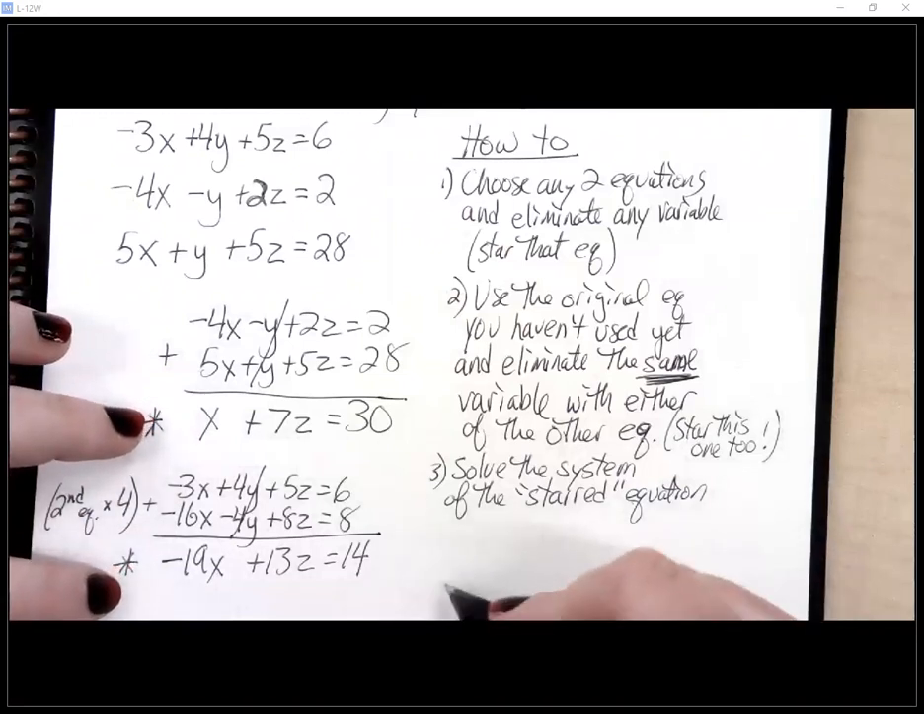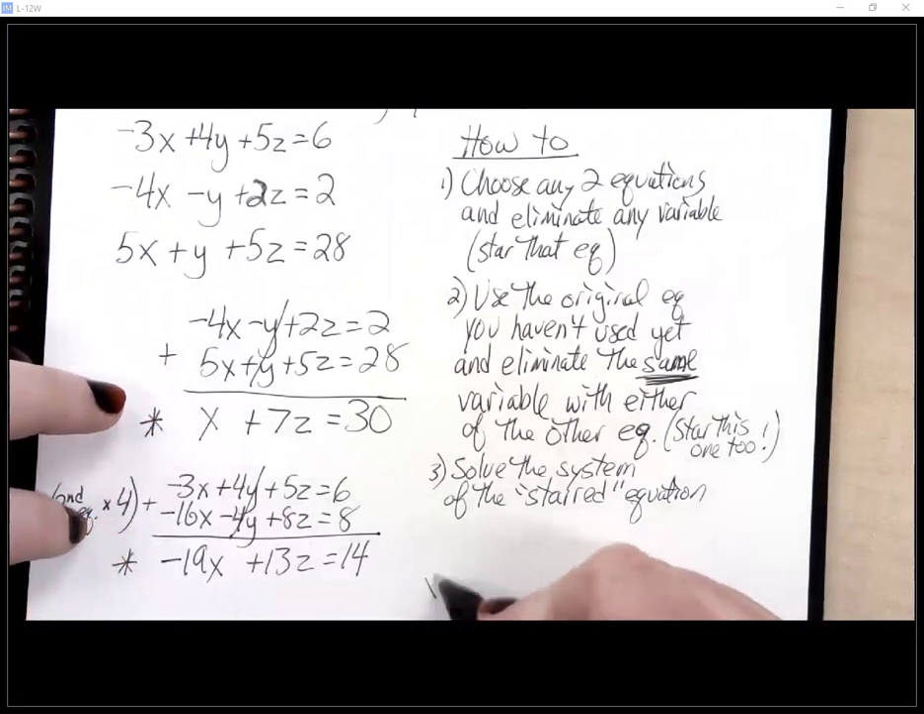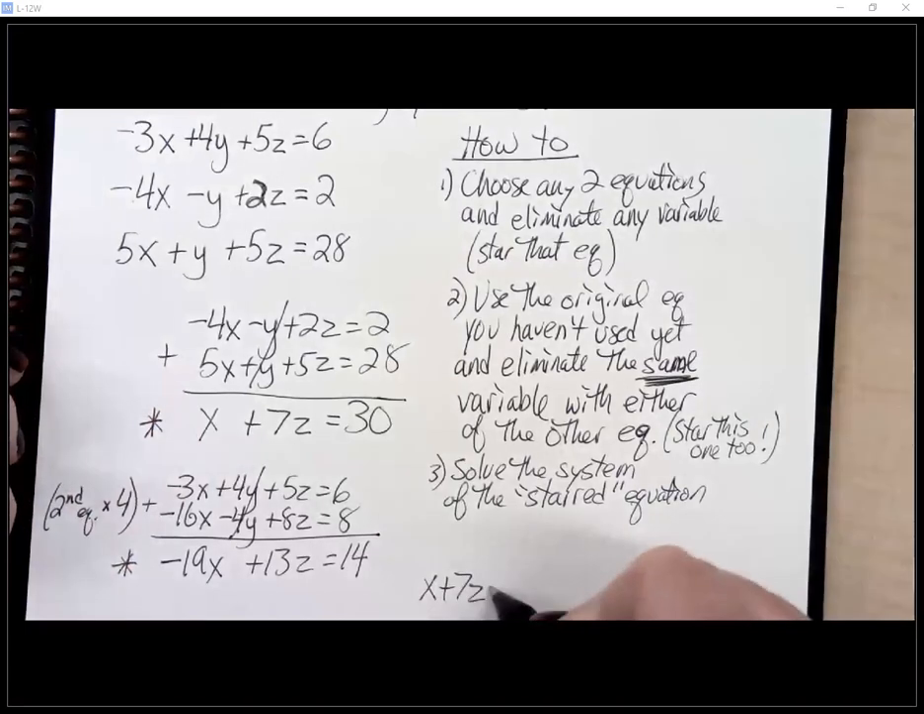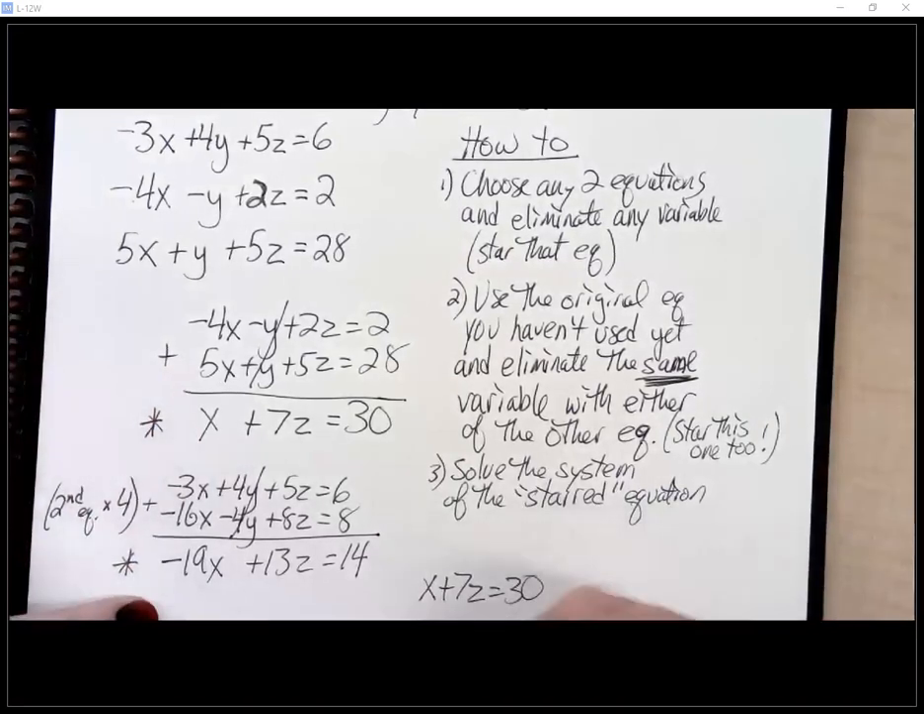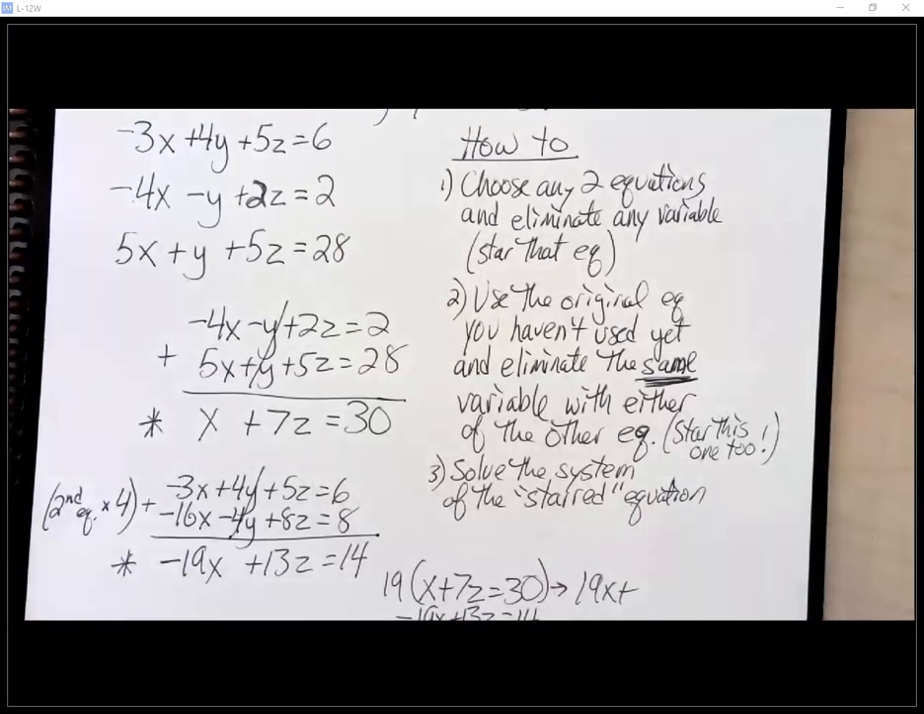So I'm just going to recopy them here. I like to have my notes as clear as possible. I'm going to take this top one and I'm going to multiply it by 19. 19 times 7 is 133, if you're wondering.